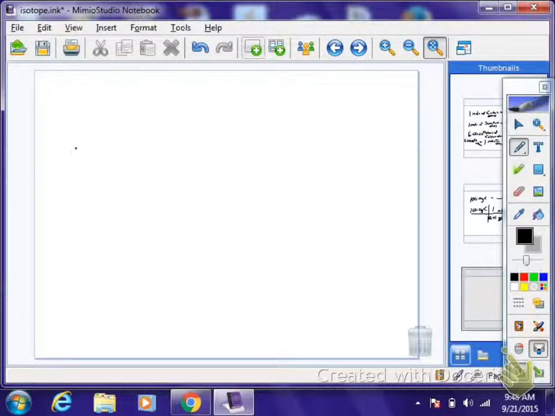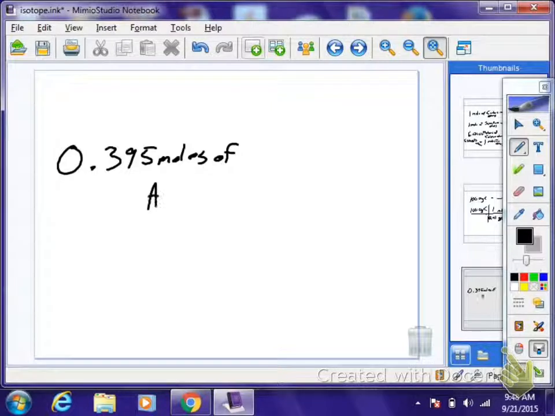Let's go, and we have 0.395 moles of aluminum atoms. And I want to know how many grams that would be of aluminum. Go ahead and set that up and see if you can solve for that.